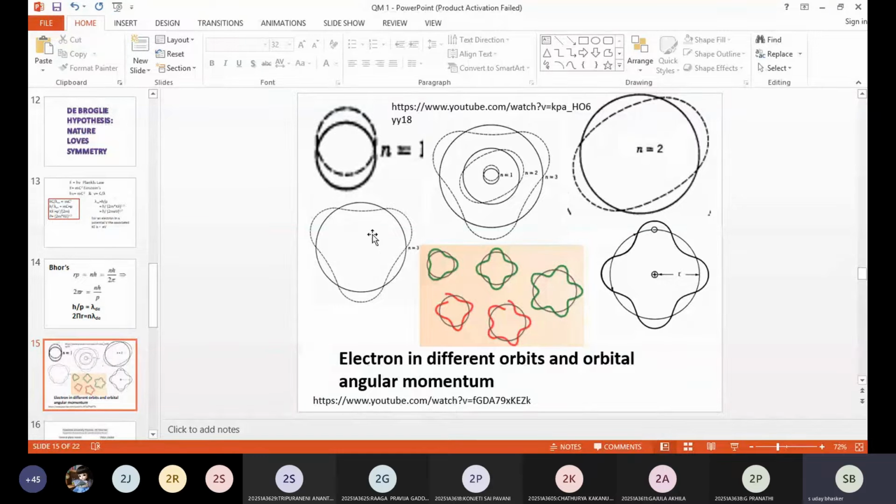And then come to this case. This is n is equal to 3. That is, 2 pi r is equal to 3 lambda. Now this is your 2 pi r, the circumference. And where are the 3 lambda? Now let us start here. This is 1 lambda. This is second lambda. And this is your third lambda. Please do not accept. Do you see 3 lambda here?